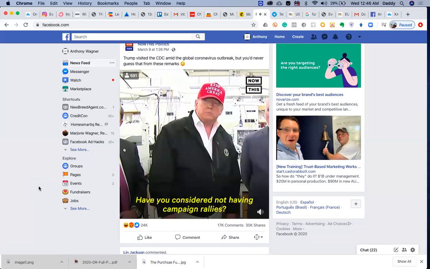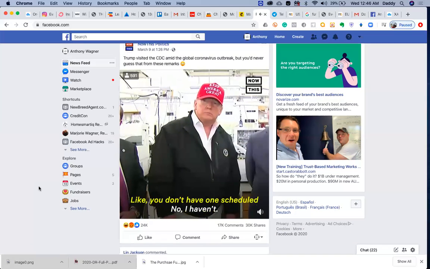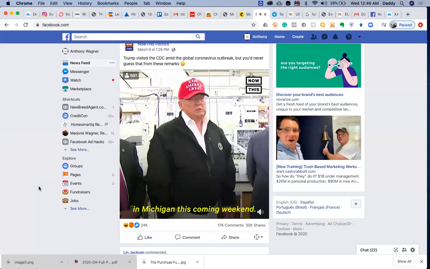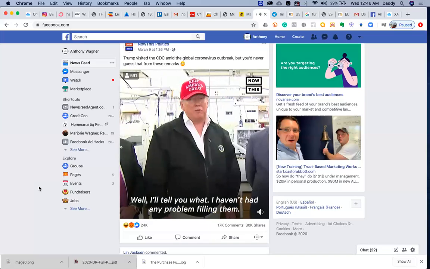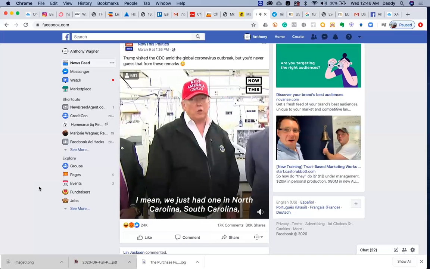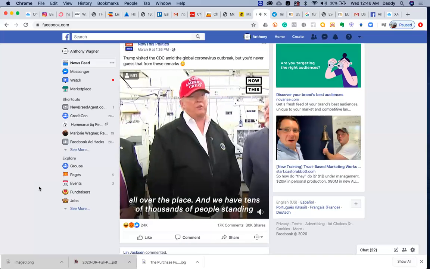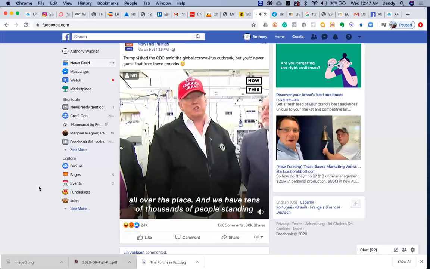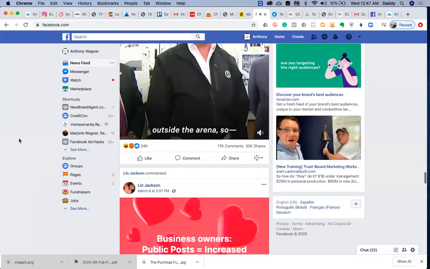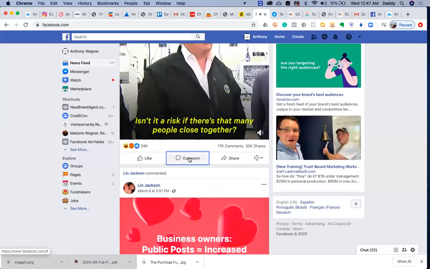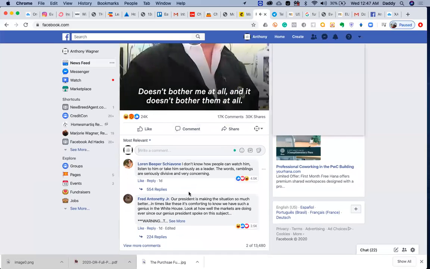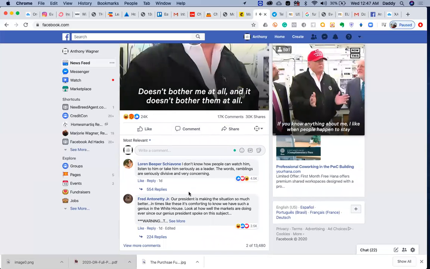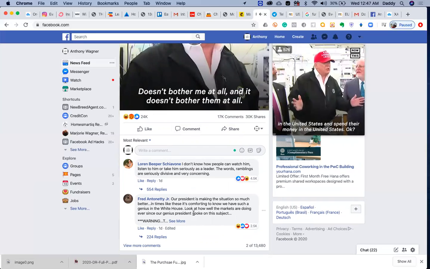Have you considered not having campaign rallies? No, I haven't. Well, I'll tell you what, I haven't had any problem filling them. We just had one in North Carolina, South Carolina, all over the place. Tens of thousands of people standing outside the arena. Is it a risk, if there's that many people close together? It doesn't bother me at all, and it doesn't bother them. If you know anything about me, I like when people stay in the United States and spend their money in the United States, okay?